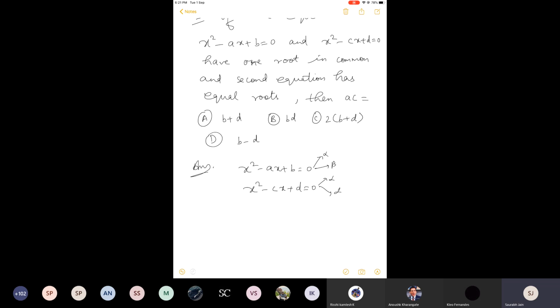So first part is over. That means we have understood the question. Now what is left? We have to find that A into C is equal to which of the four options, and it is very easy to understand that the four options are in terms of B and D. So now let us see if you can apply the theory that I have taught you.